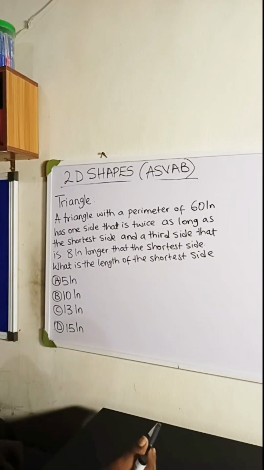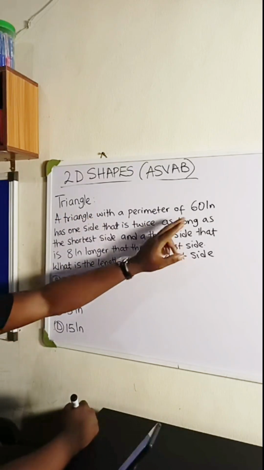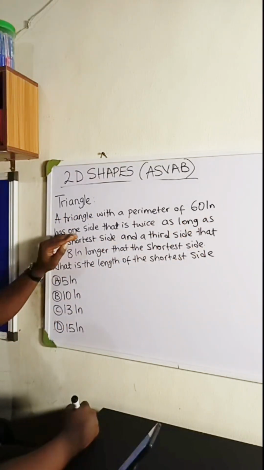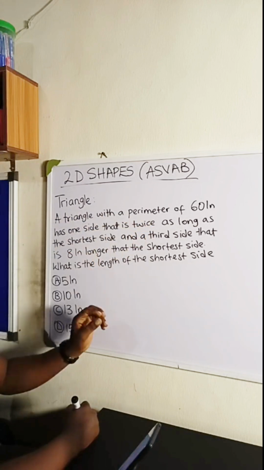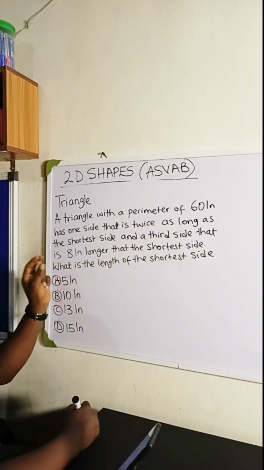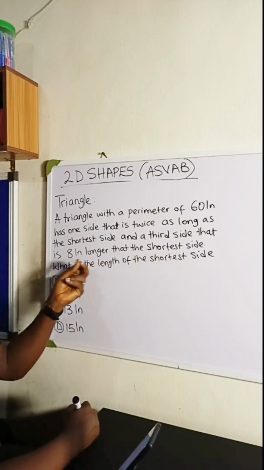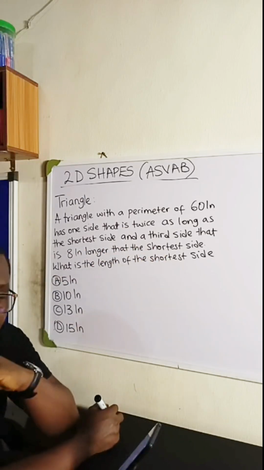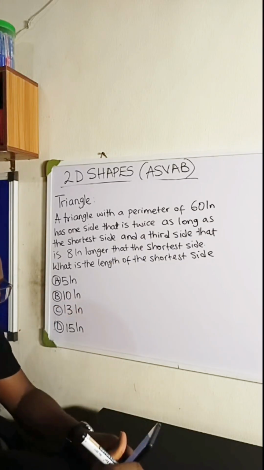Here, we are told that a triangle with a perimeter of 60 inches has one side that is twice as long as the shortest side, and a third side that is 8 inches longer than the shortest side. What is the length of the shortest side? We can see a common value in this question. That common value is the shortest side, right?